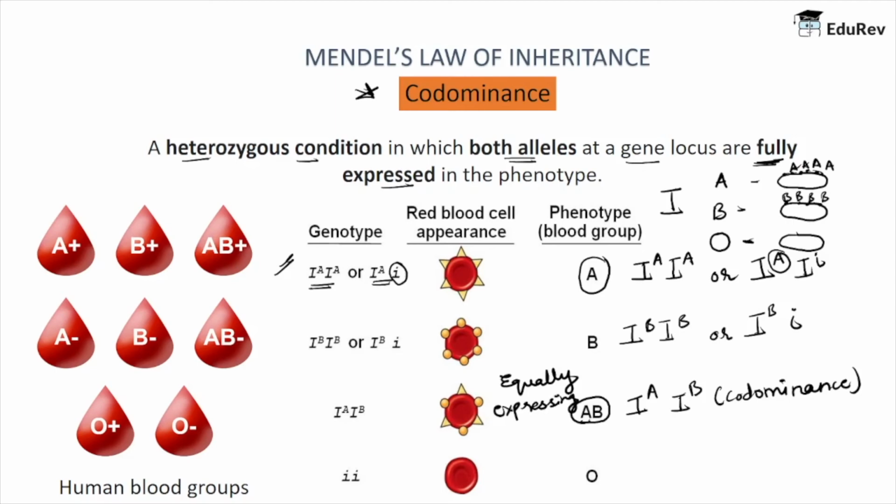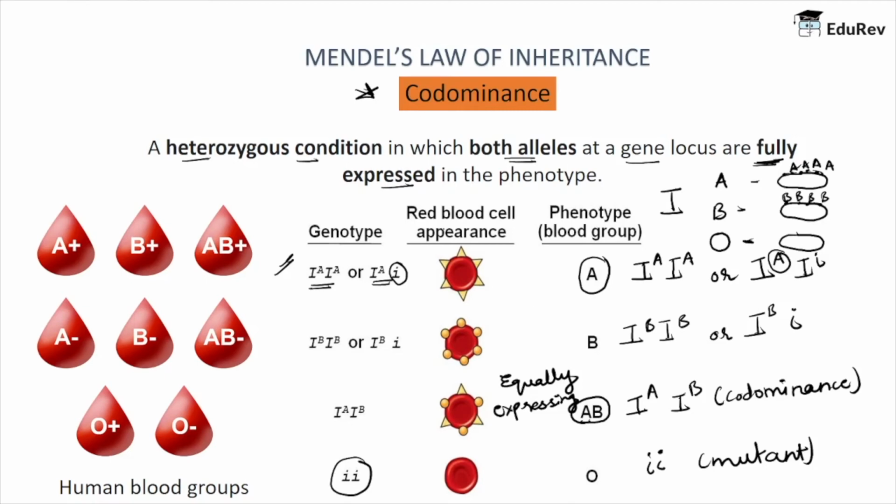Yes. So this is where the codominance is present. And in the last case, where there is blood group O, there is no antigen present. It is mutant, and that is why the blood group is O in this case. Yes, you can see ii.